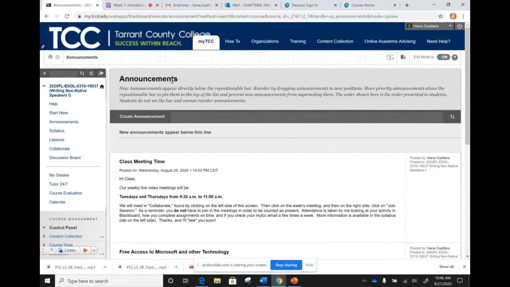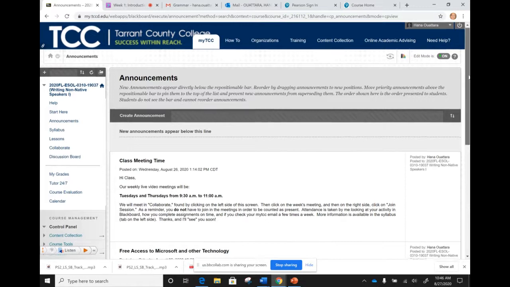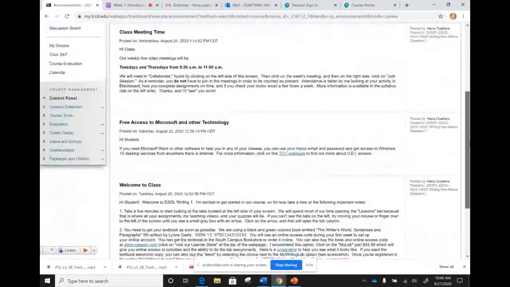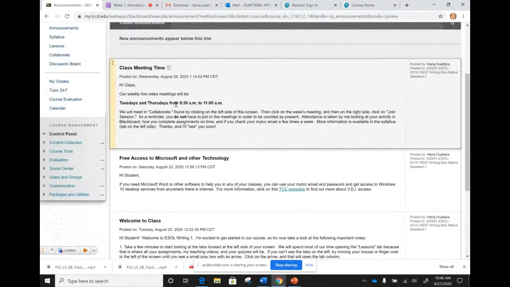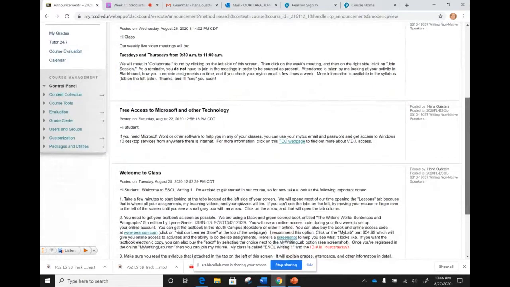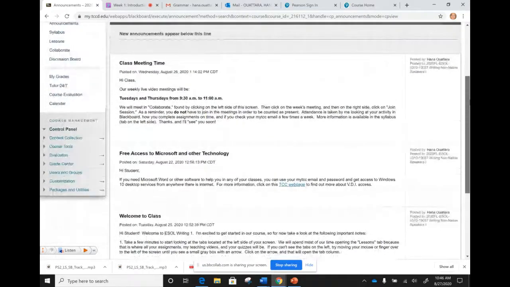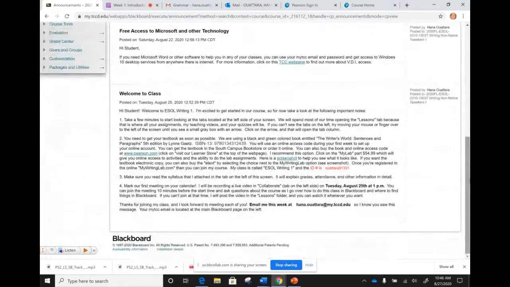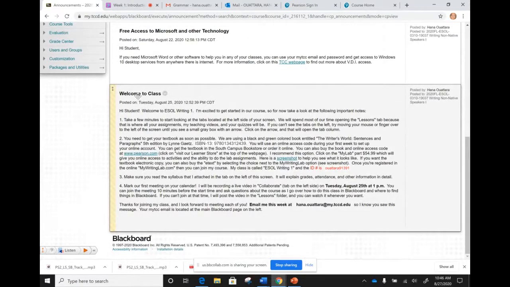So if you look at this page, this is the first page when you come to Blackboard. Yesterday, I posted this message here at the front, class meeting time. So I usually give messages here like every week. So come back and keep checking this page. Down at the bottom is where you need to go and read this information about the book. Okay. Can you guys see this part?